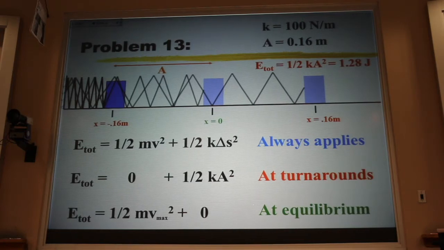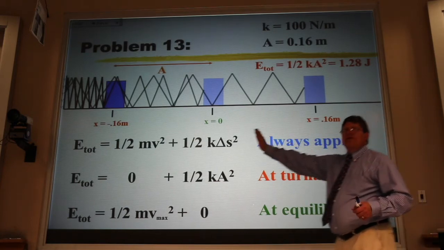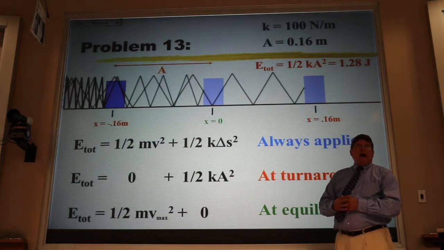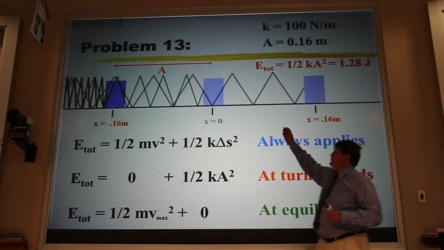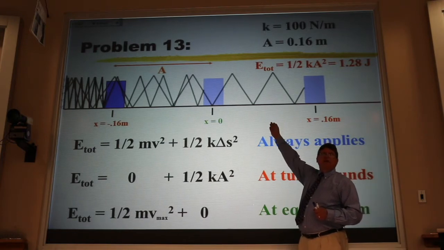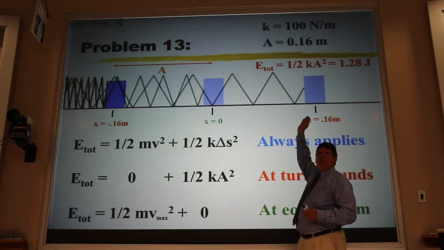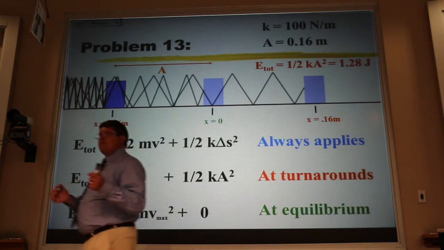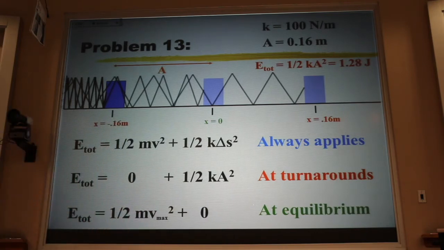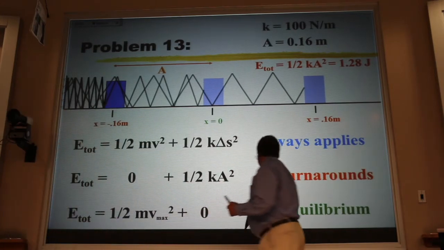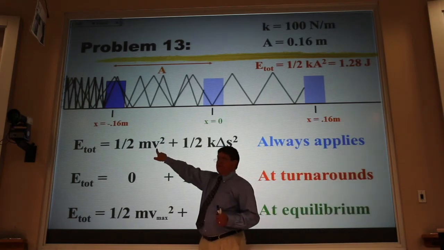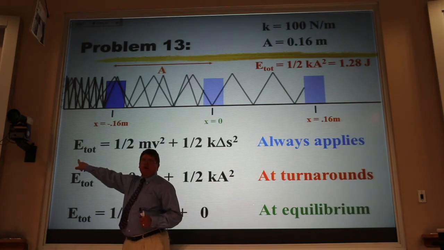Now, that energy stays the same no matter where this block is in the oscillation. I could have had another part to this problem where I asked you, when it's at this location of 12 centimeters, not 16 centimeters, but 12, how fast is it going? And you should be able to solve that problem. Which of these equations would you use to solve that problem? The first one. Because I'm not at turnaround and I'm not at equilibrium, I have to plug in 12 centimeters there and solve for V with my total energy being 1.28.